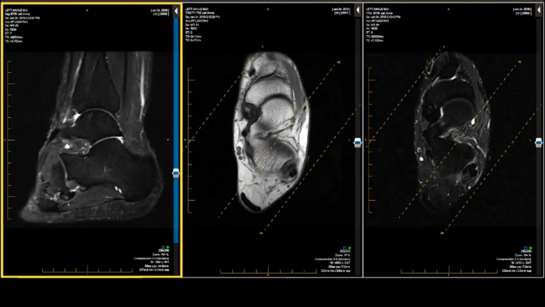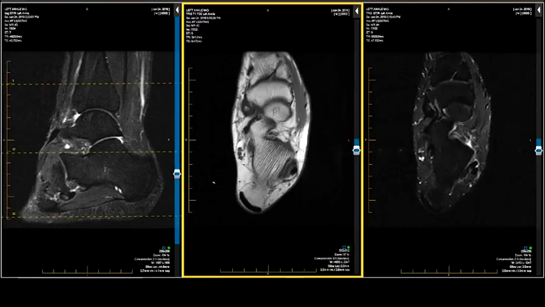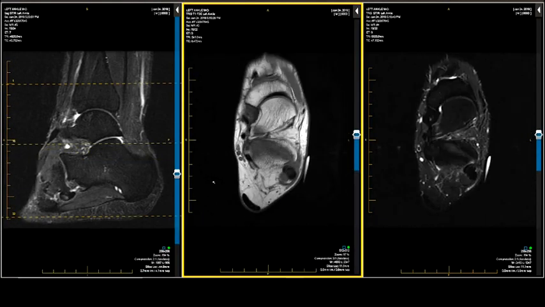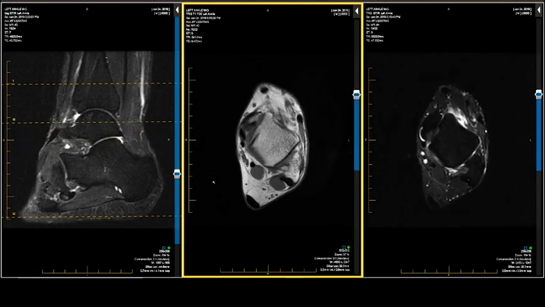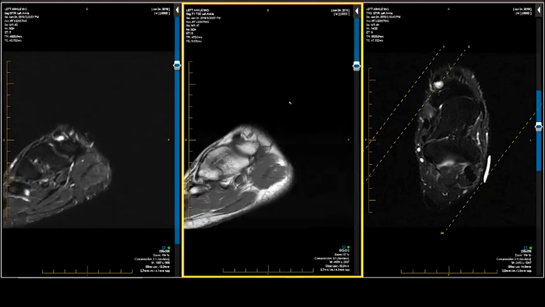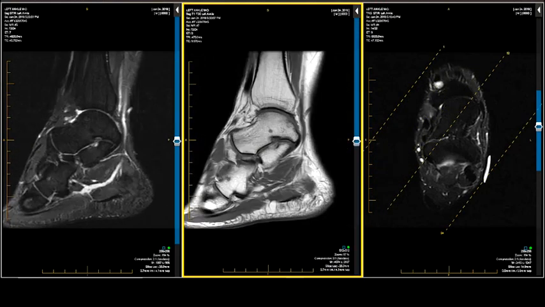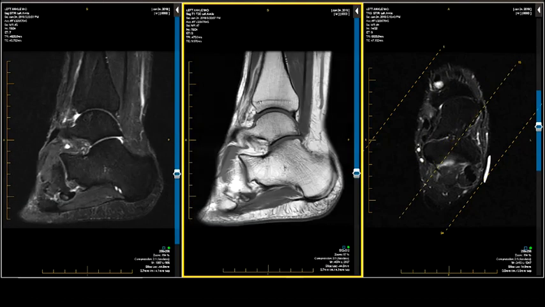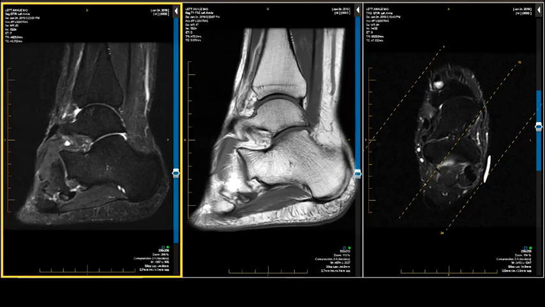Now, I have found something. I found some high signal right there. And I might call up my T1 to see if that's a piece of bone. Maybe it's an os peroneum. It is. It's an os peroneum. Is that important? Yes, it is important.